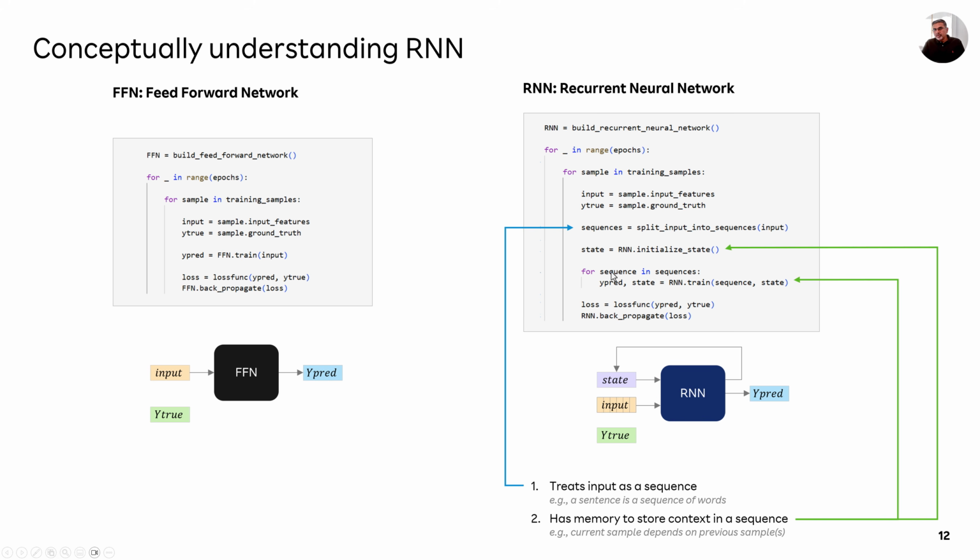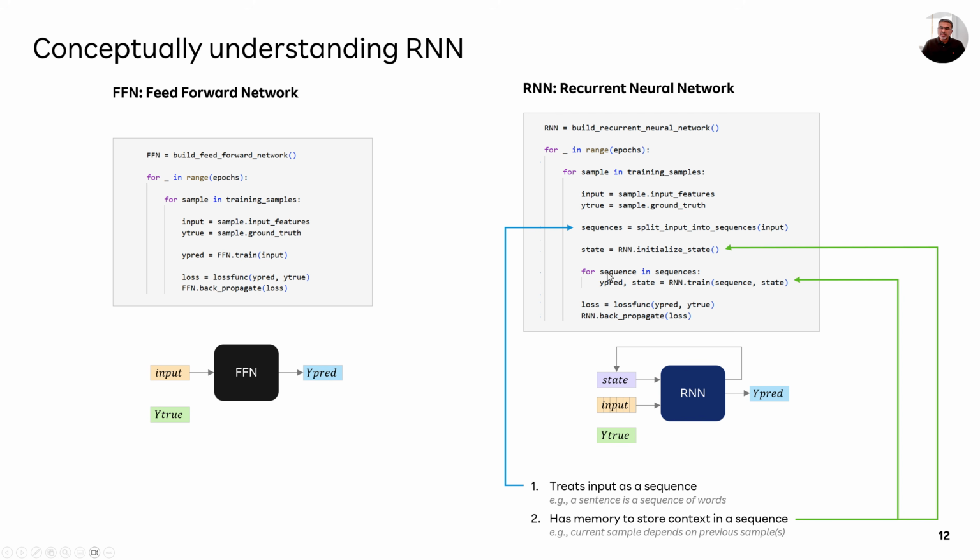Now for all the tokens in that sentence, which is all the elements in the sequence that you have split your input into, you loop around and pass the first word and the state that you initialized. The neural network that is being trained makes a prediction as to what should be the next word, let's say you're doing sentence processing, and it also updates the state. Then you pass the next token and the updated state back into the neural network, and so on, and you sit in a loop and do this.